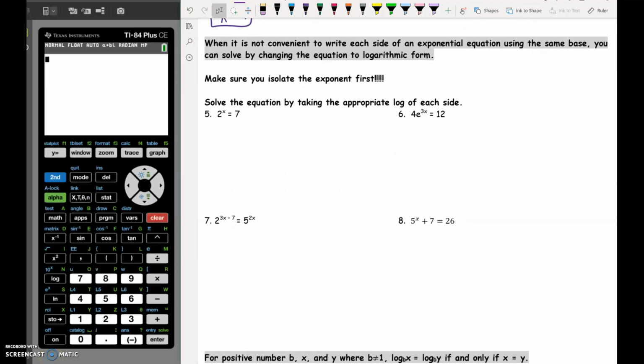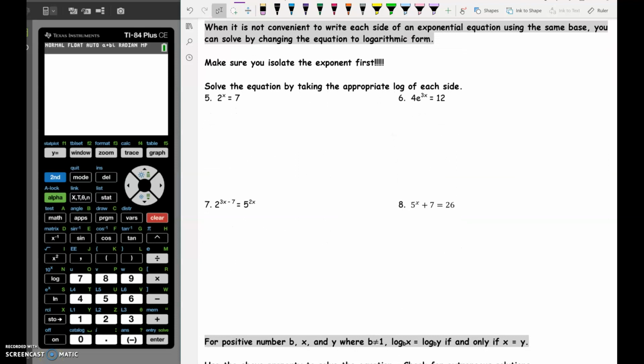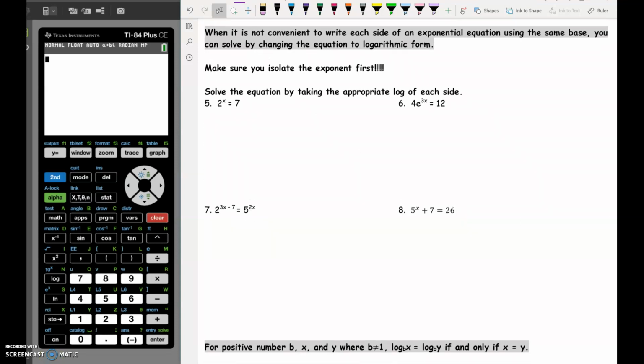Okay, now sometimes we don't have exponents on both sides. Sometimes we only have exponents on one side. And I want you to focus on what this gray box says. When it is not convenient to write each side of an exponential equation using the same base, you can solve it by changing the equation to logarithmic form. We're going to ignore what these directions say. It says taking the log of each side. We are going to focus on changing the equation to logarithmic form.